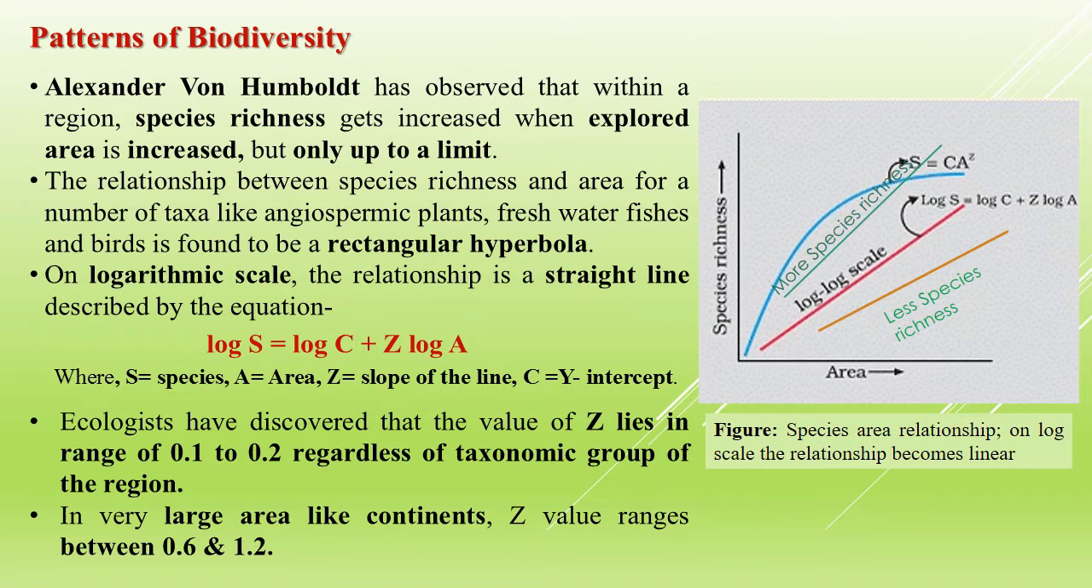Let me take an example. If we consider only our school and the nearby area, then we find the variety of organisms and plants is less. But if we consider the entire Haldia, then there is a variety of plants and a variety of animals, insects, cow, buffalo, and the pond region where aquatic organisms are also present. So we find that the species richness increases.